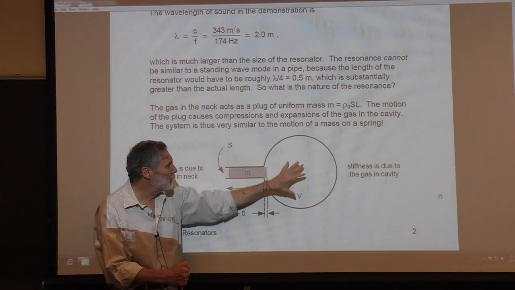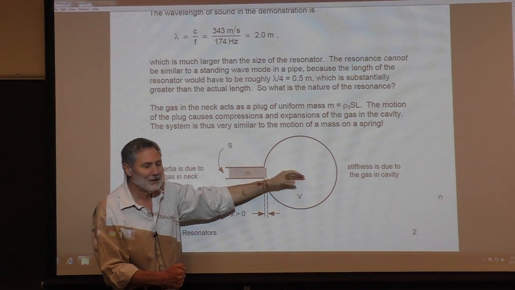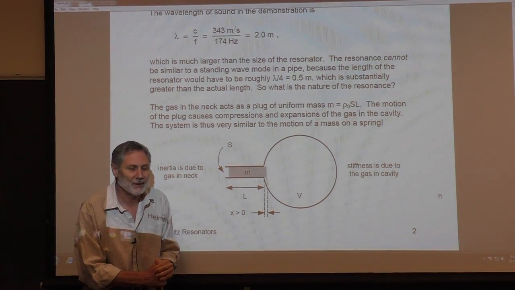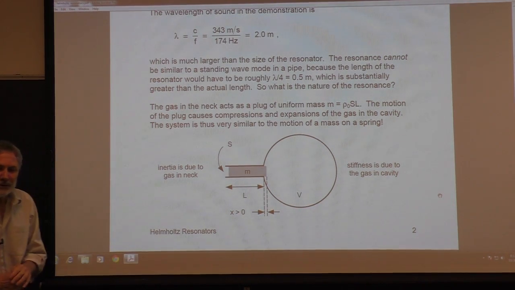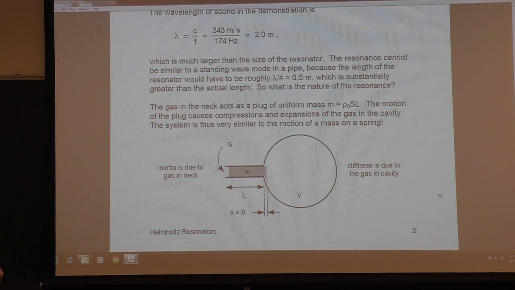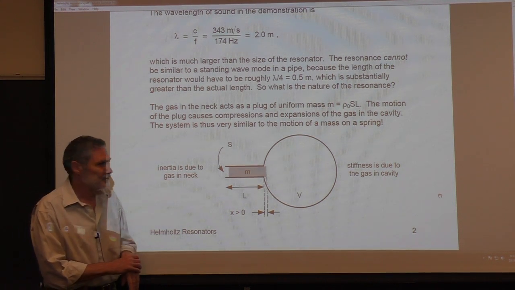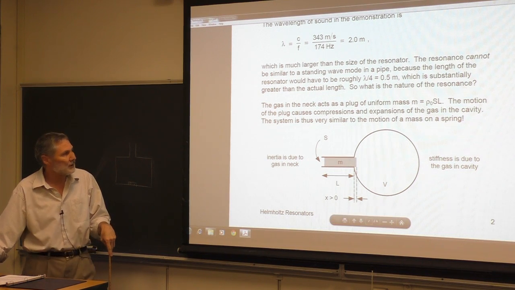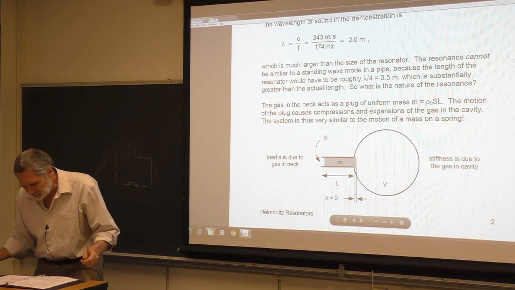When it's moving this way, the gas compresses in here. When it moves that way, it expands. So that's the spring. The Helmholtz resonance, to a rough approximation, and we'll refine that in a little while, is a mass on a spring. And that allows us to calculate the frequency, and we'll do that. But I think there's something else before that.